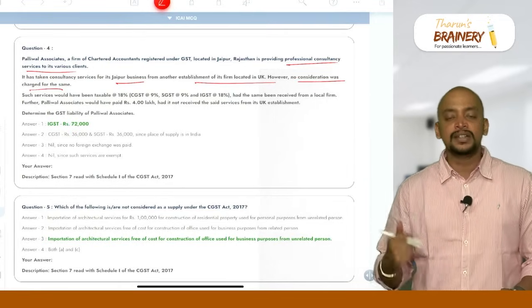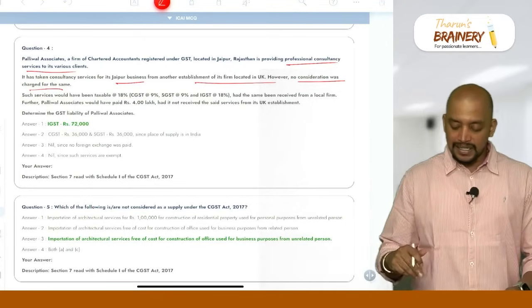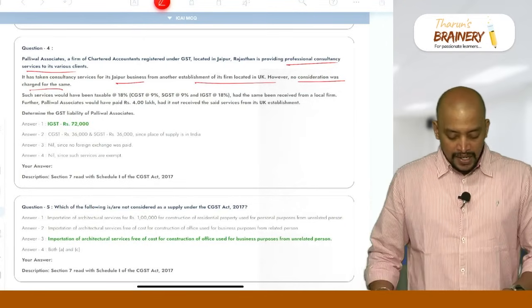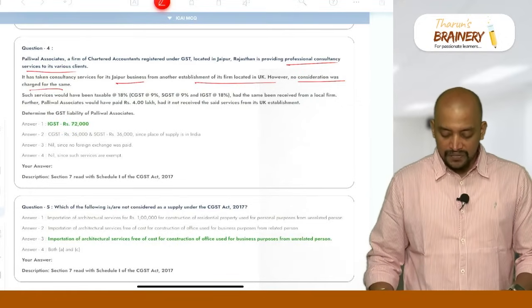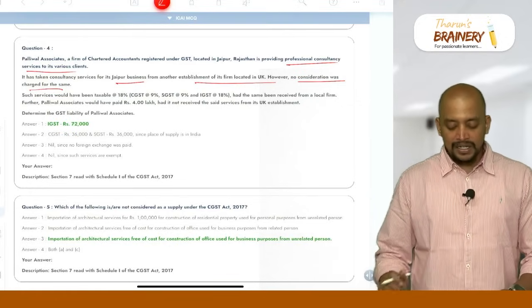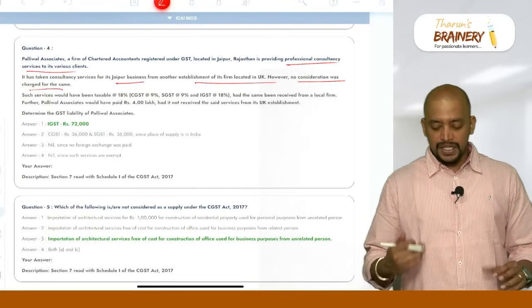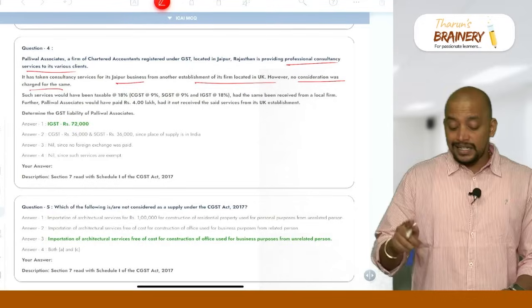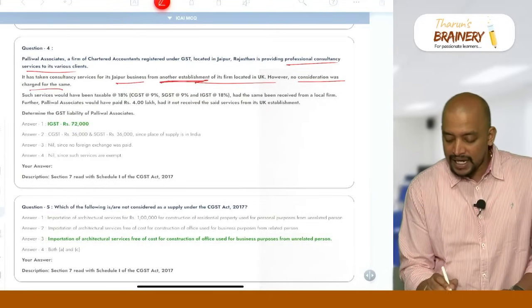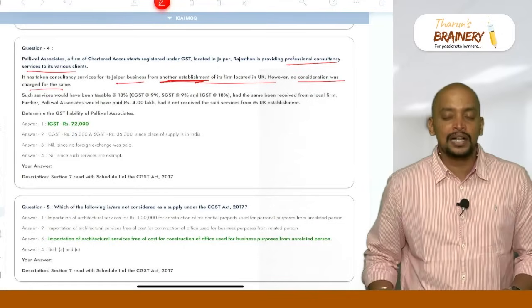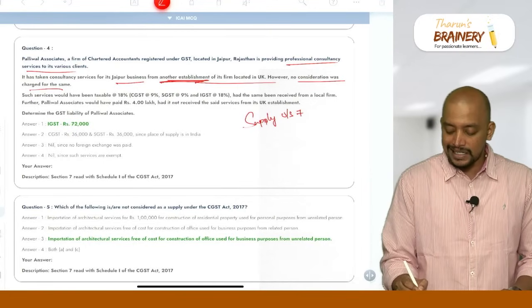So this is import of services without consideration. Such services would have been taxable at 18% had they been received from a local firm. Further, Paliwal Associates would have paid 4 lakhs had it not received the service from its UK establishment. Determine the GST liability. First we need to check, is it a supply? Import of service without consideration from a related person or another establishment located outside India in the course or furtherance of business. Yes. Therefore, it will become a supply under section 71C.